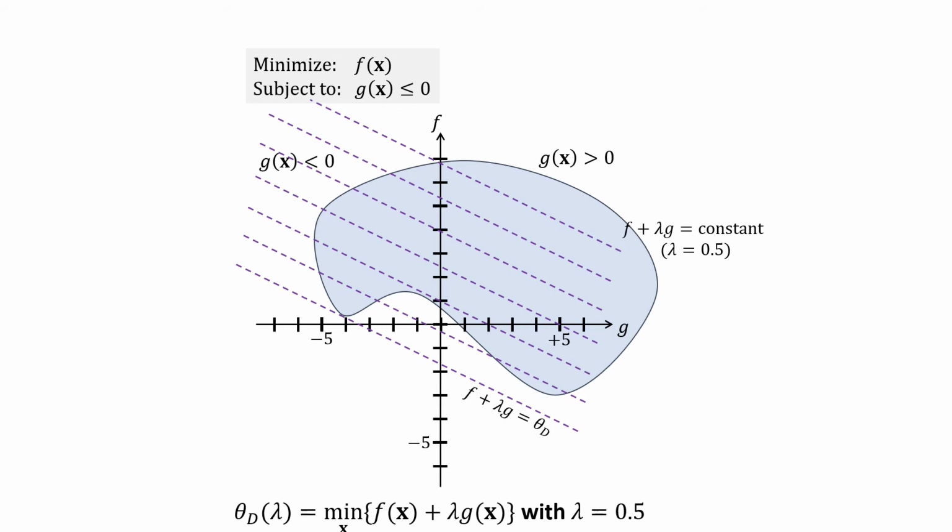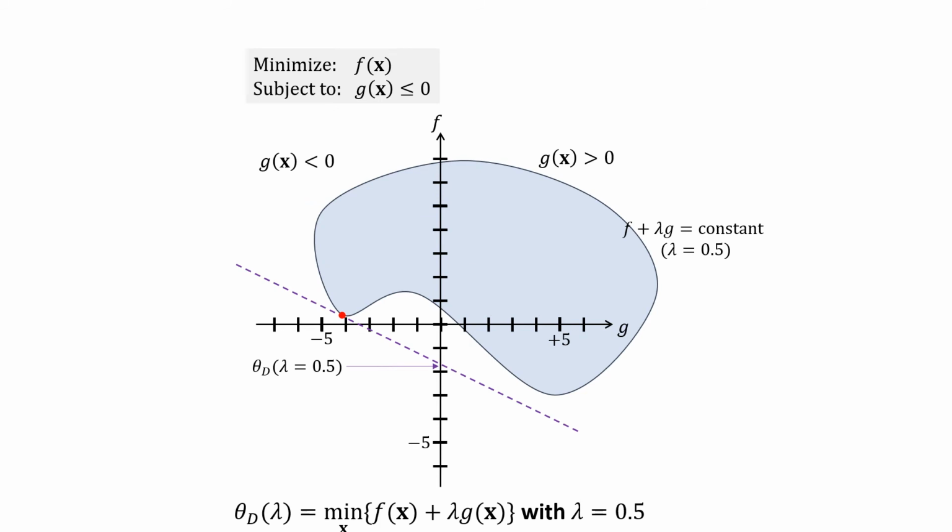As we keep changing x, the image of x keeps moving in this blue region, and at some point we hit the minimum of f plus lambda g, and that's theta d corresponding to the fixed value of lambda. This is theta d when lambda is 0.5. That's the minimum of f plus lambda g.